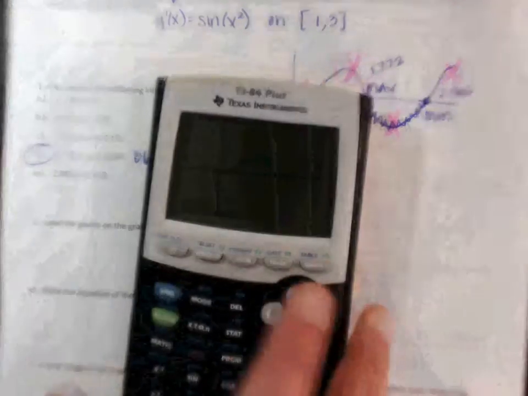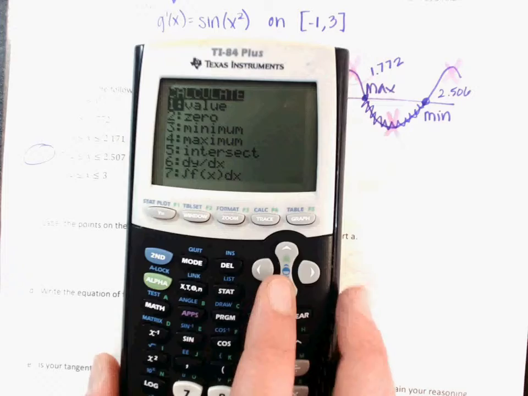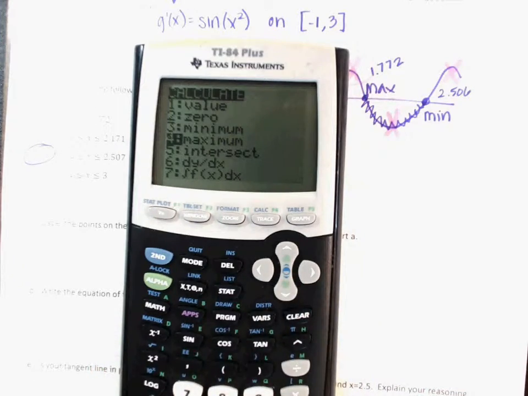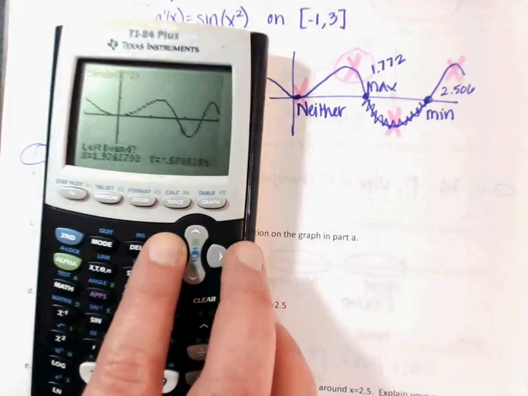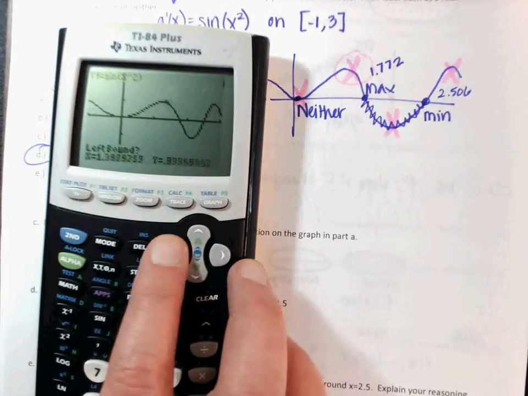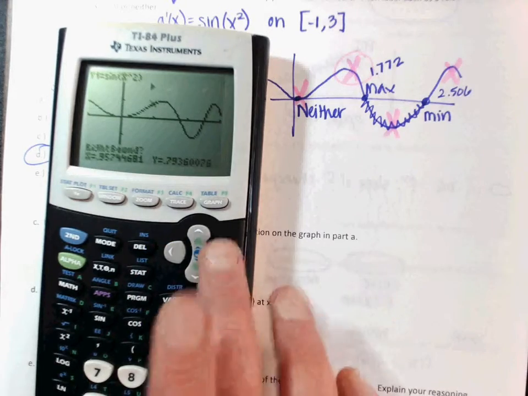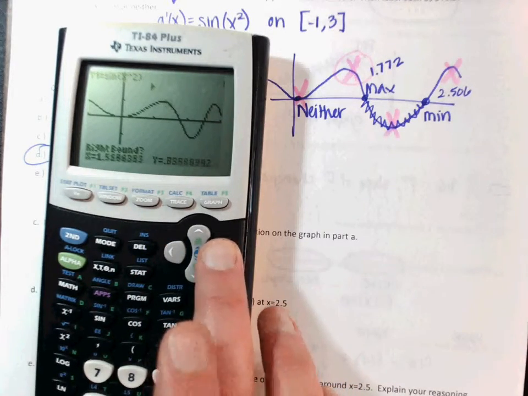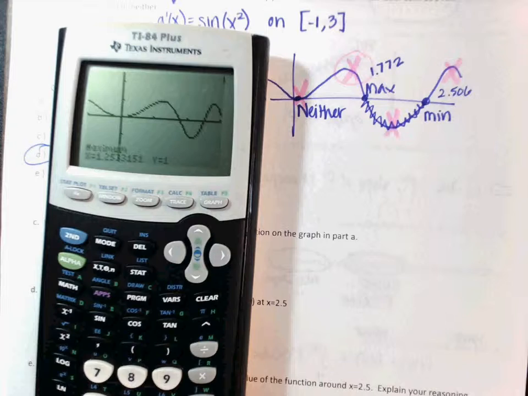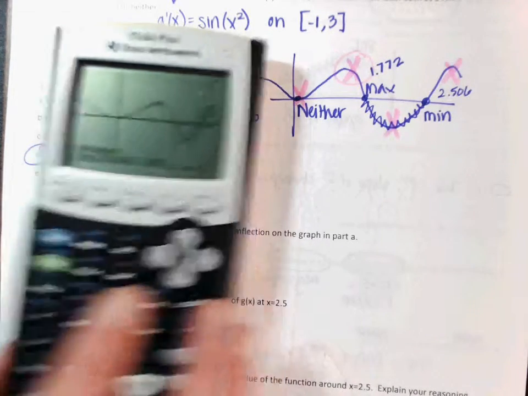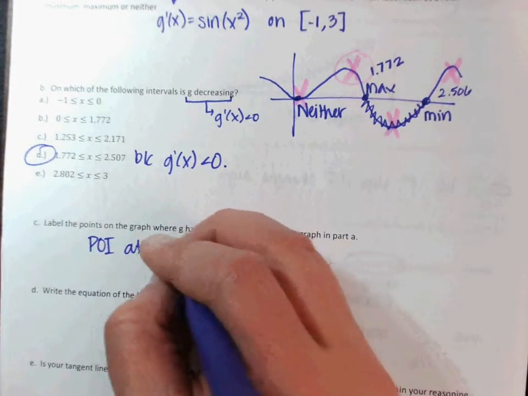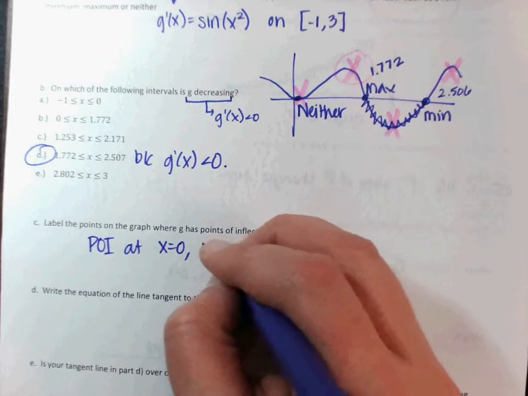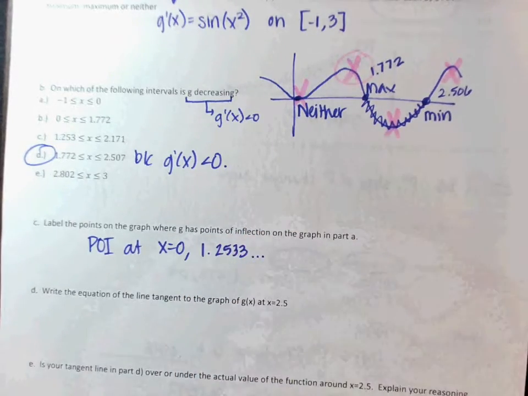So, second trace in the calculator. You're going to the maximum for that one. Then remember, you're going to go a little bit on the left. Okay, I got to bring my cursor over. Then I'll go a little bit on the right, and then skip guess. So the first one is 1.2533. So POI at x equals 1.2533 dot dot dot. Okay.